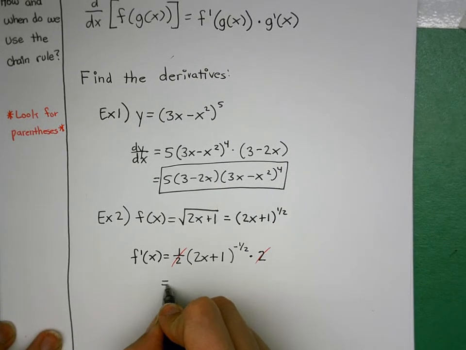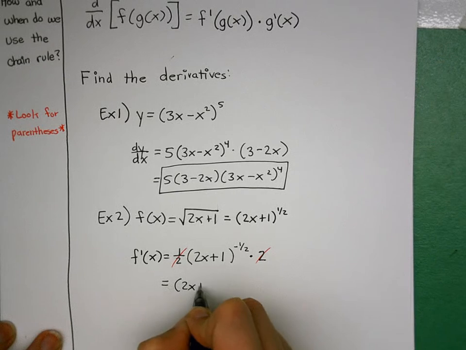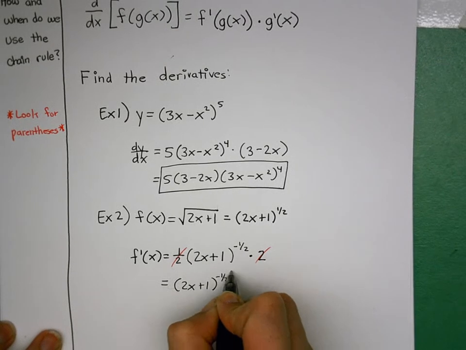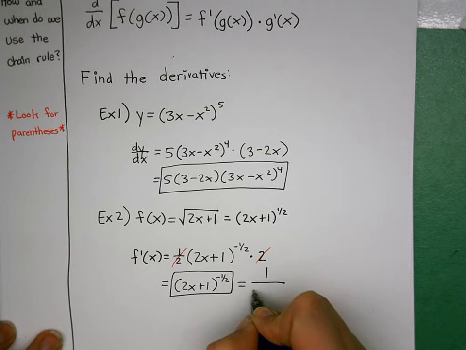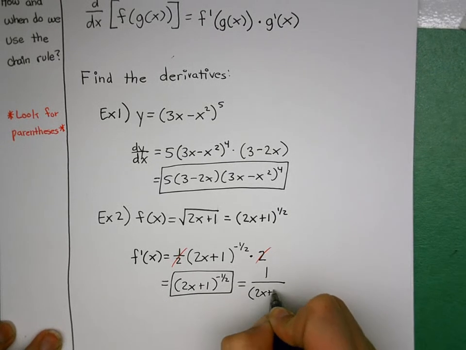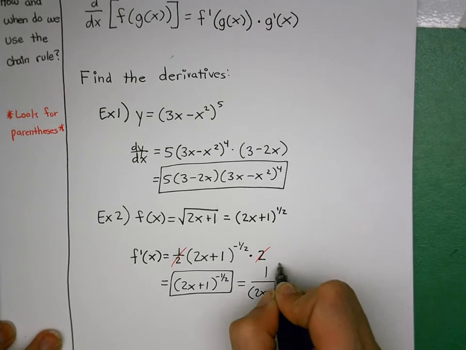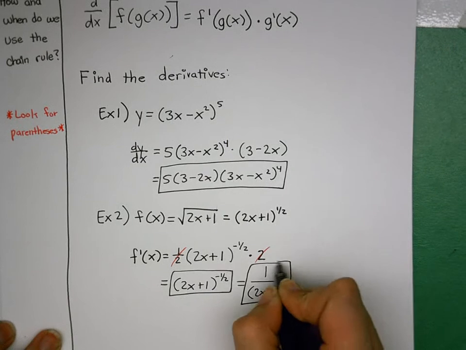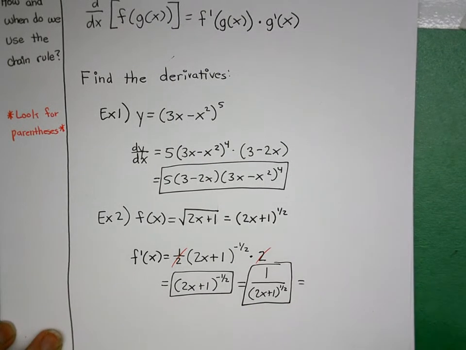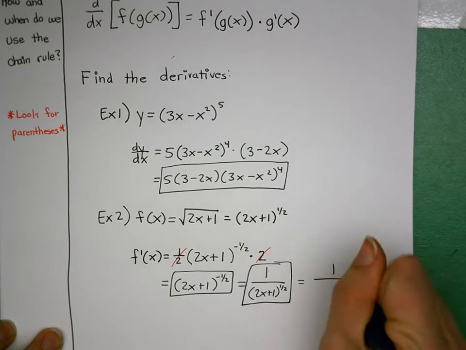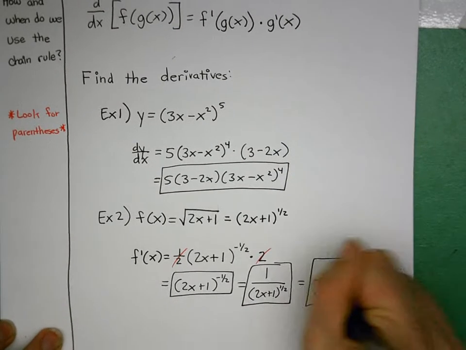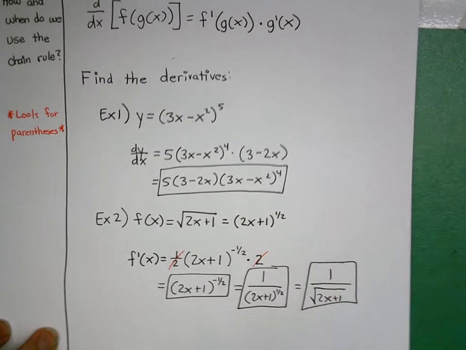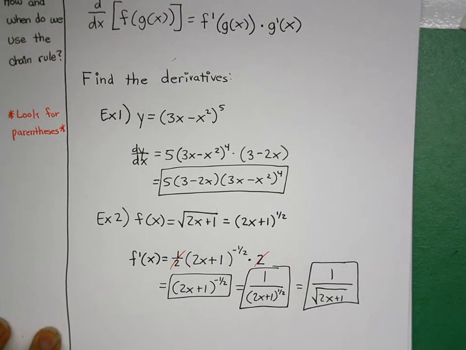And so our answer would probably show up as either 2x plus 1 to the negative 1/2, or, because it's a negative exponent, 1 over 2x plus 1 to the 1/2. Or potentially, we do know what a fractional exponent is. An exponent that is a fraction is a root. And so you could potentially see this. Okay, 3 different forms of the same answer.